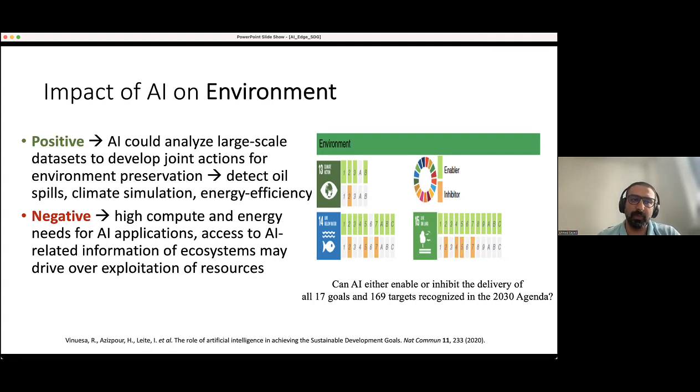The problem with the impact of AI itself is that training AI or ML models, especially the large ones, consumes high compute and energy, and by themselves they have a significant carbon footprint and emissions. And also the problem with access to AI information systems, or ecosystems that rely on AI, may drive over-exploitation of resources. So these are the issues with AI for the environment.